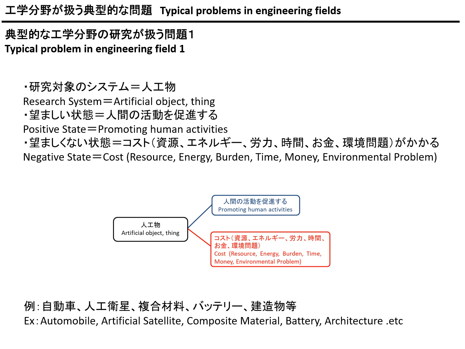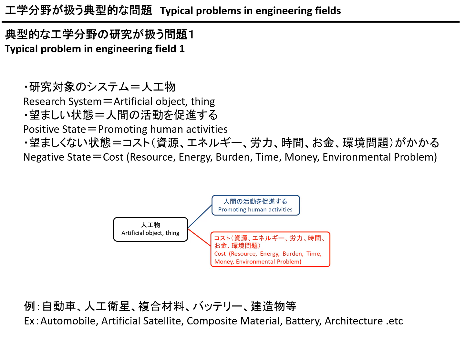Here, I'm going to call the system of interest in research the research system. So one of the categories, the research system, is artificial object or things. Probably 70 or 80% of researches in engineering field. Of course, this is only based on my experience, focusing on artificial object or things.